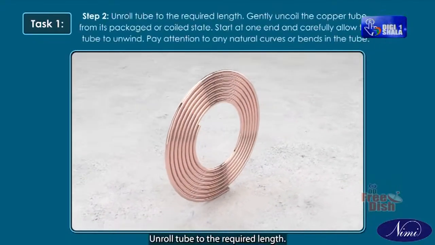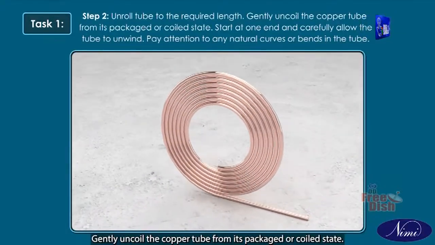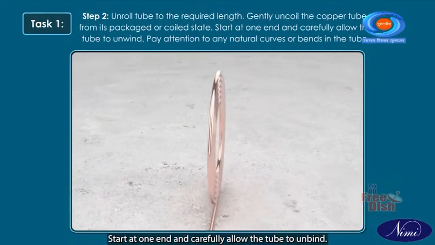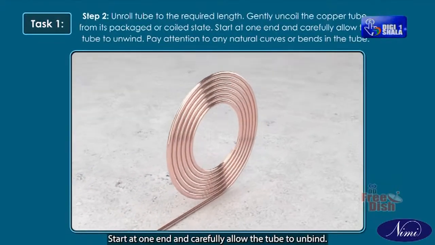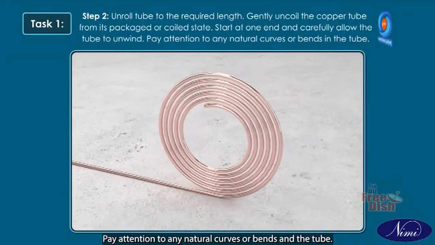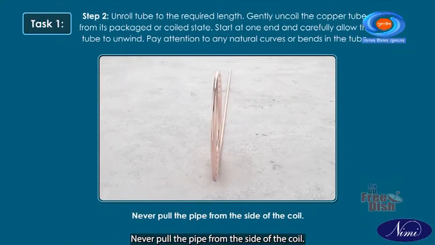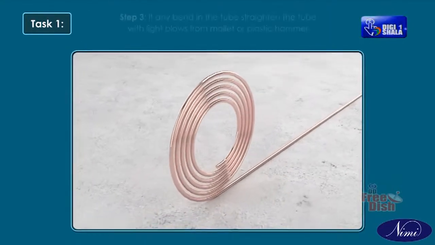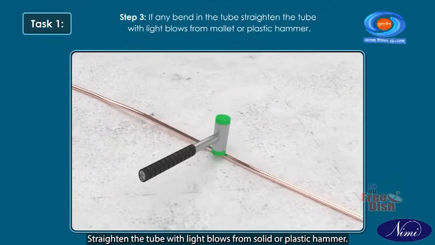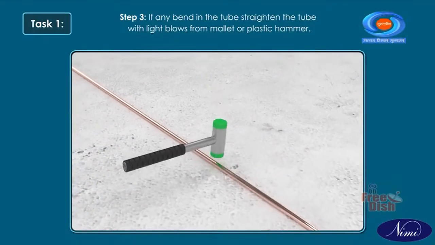Step 2. Unroll the tube to the required length. Gently uncoil the copper tube from its packaged or coiled state. Start at one end and carefully allow the tube to unwind. Pay attention to any natural curves or bends in the tube. Never pull the pipe from the side of the coil. Step 3. If there is any bend in the tube, straighten the tube with light blows from a mallet or plastic hammer.